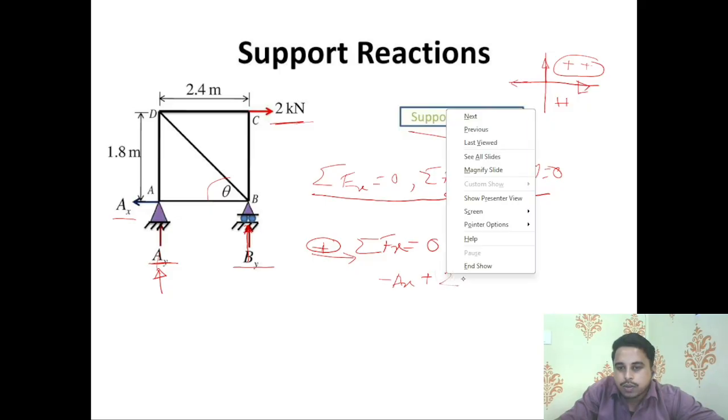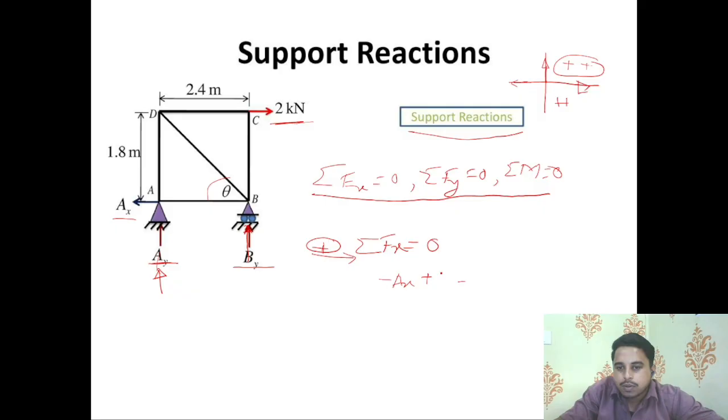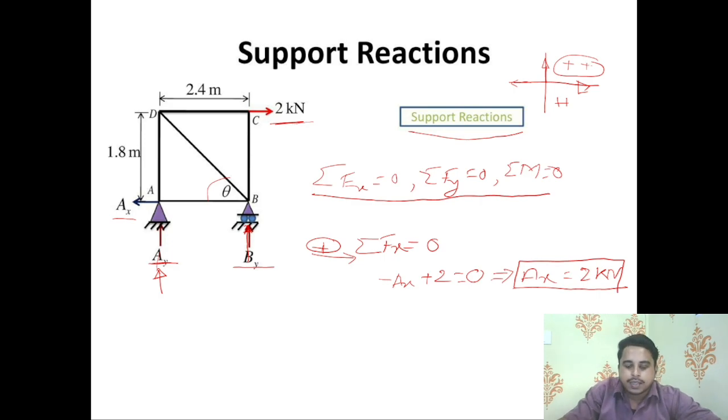So minus Ax plus 2 is equal to 0. From here we can say Ax is equal to 2 kilonewton. Okay, Ax is equal to 2 kilonewton. So we have the value of Ax.